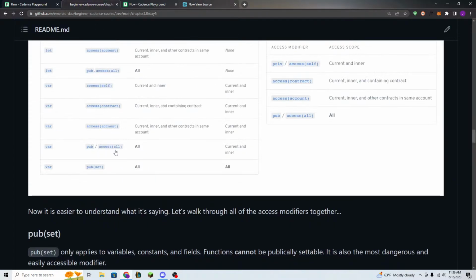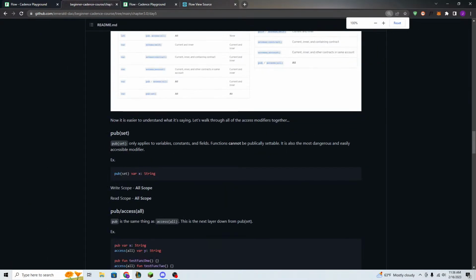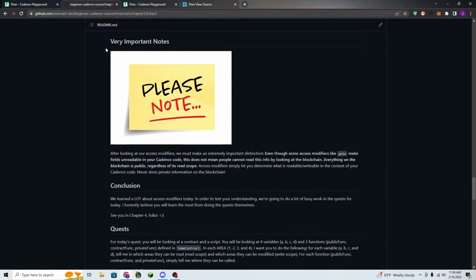Also, I want to make one really important note. I say this a lot, but I just like to confirm it, and it's also in the Cadence course here. It says, after looking at our access modifiers, we must make an extremely important distinction. Even though some access modifiers like private make fields unreadable in your Cadence code, this does not mean people cannot read this info by looking at the blockchain. Everything on the blockchain is public, regardless of its read scope. Access modifiers simply let you determine what is readable/writable in the context of your Cadence code. Never store private information on the blockchain.